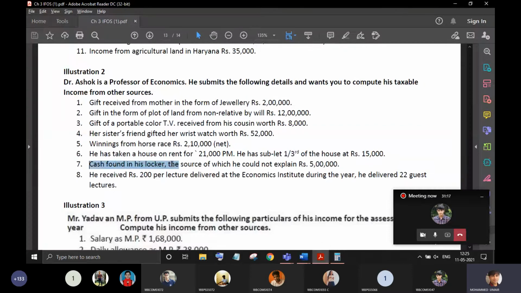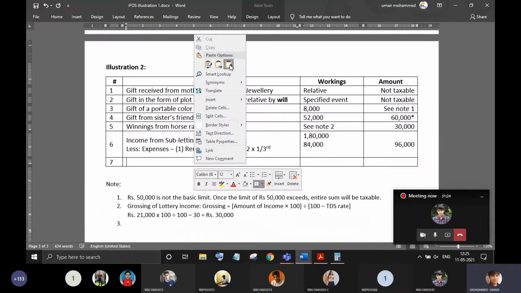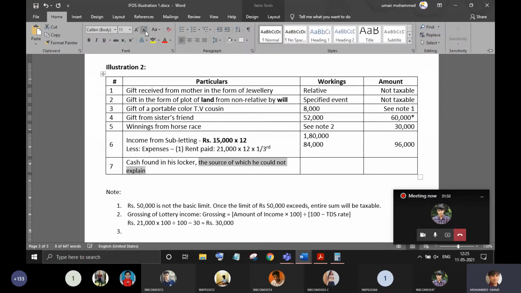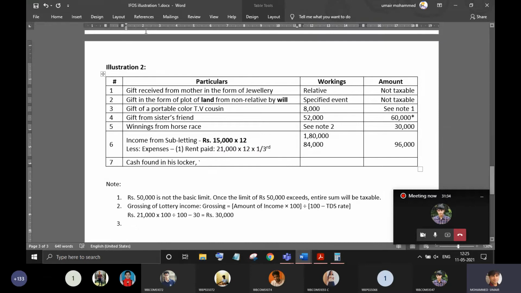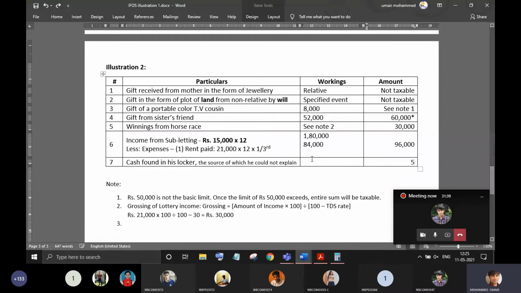Cash found in his locker, and he could not explain where the money came from. So since he's not sure where the money has come from, no need to worry. Such income will still be taxed under the head other sources, of unexplained income.